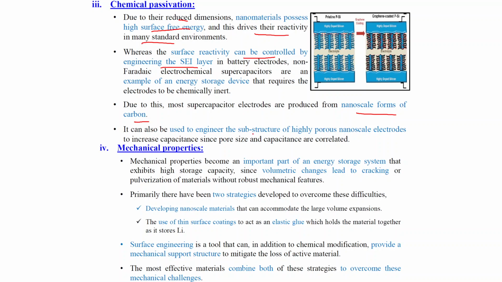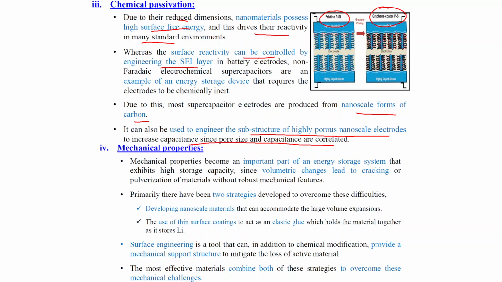It can also be used to engineer the substructure of highly porous nanoscale electrodes to increase capacitance, since pore size and capacitance are correlated. For example, taking this as an example, this is pristine PSI. If you coat this pristine PSI with graphene, which is a nanoparticle, it leads to increased conductivity and increased porosity, as well as increased corrosion resistance. So all this can be done using nanoparticles.